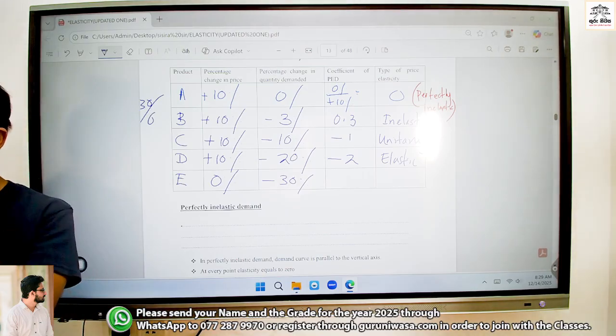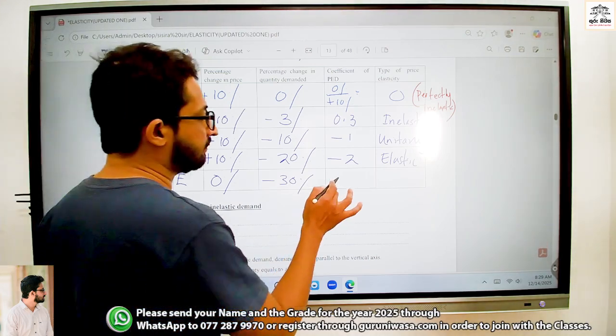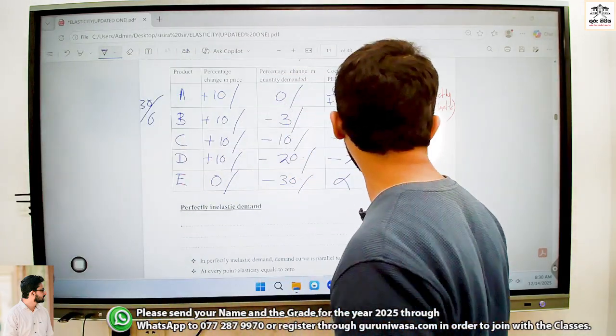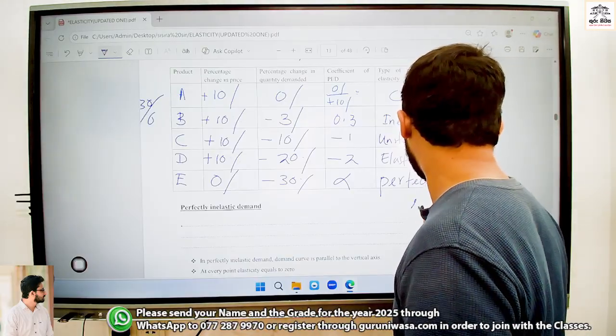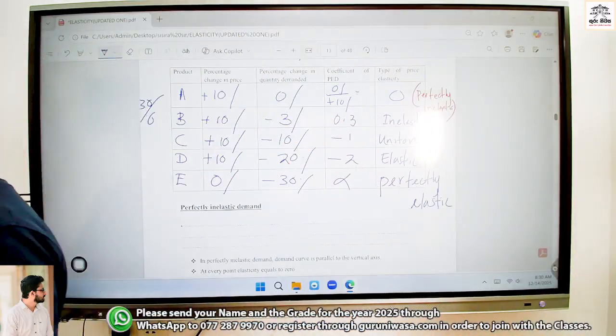Your calculator shows math error or can't divide. If you're using that scientific calculator, it shows math error. Math error means cannot be divided. Okay, so this product is called perfectly elastic. Perfectly elastic. Clear?